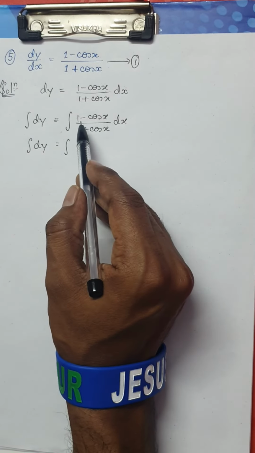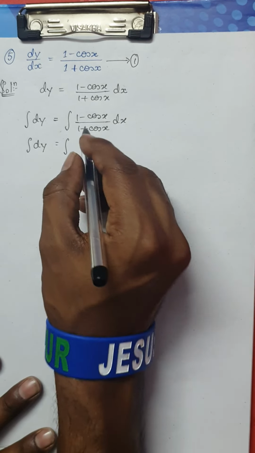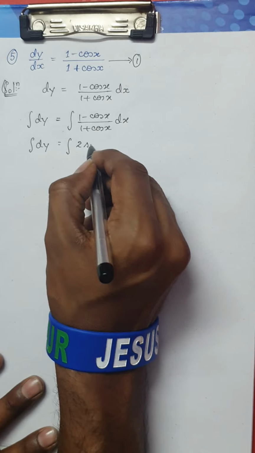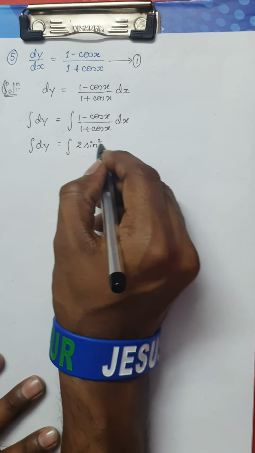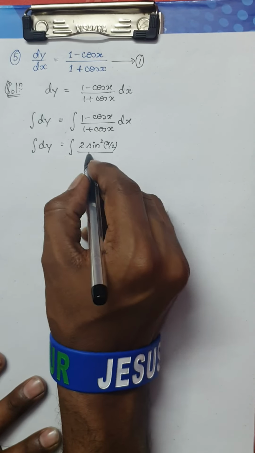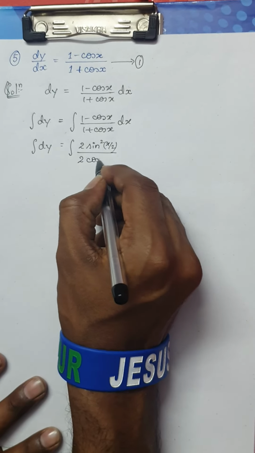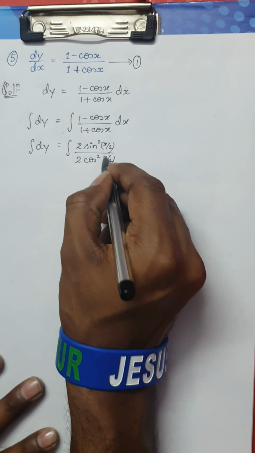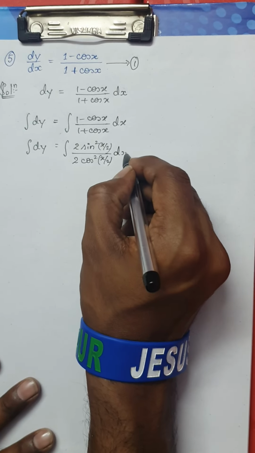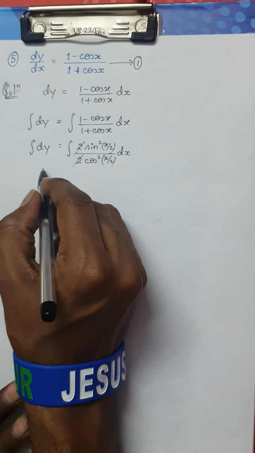Now we know, using the half angles, the submultiple angles, 1 minus cos theta can be written as 2 sine square theta by 2, isn't it? Your theta is x here. So 1 minus cos x can be written as 2 sine square x by 2. Similarly 1 plus cos x can be written as 2 cos square x by 2, dx. Now see what happens. 2 and 2 get cancelled.